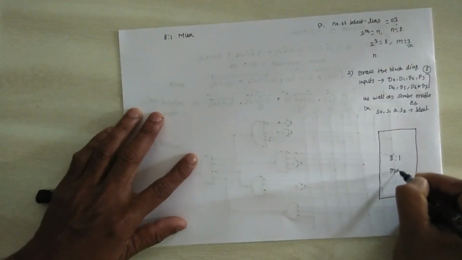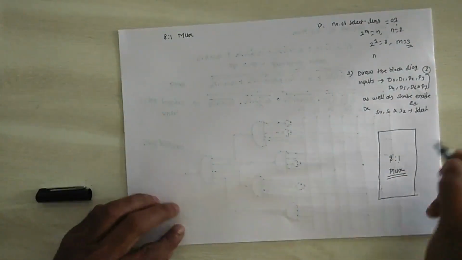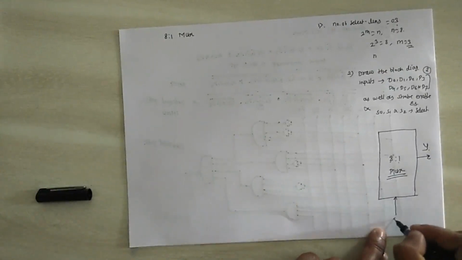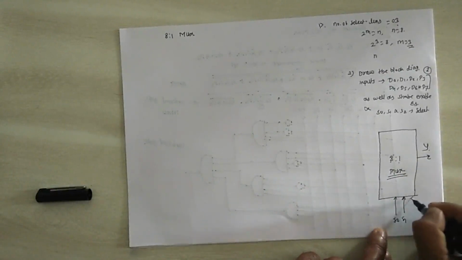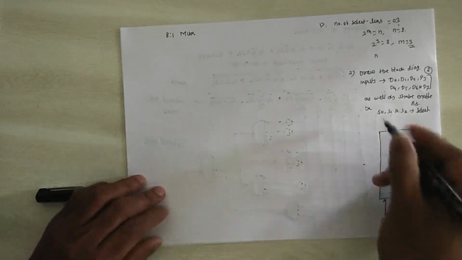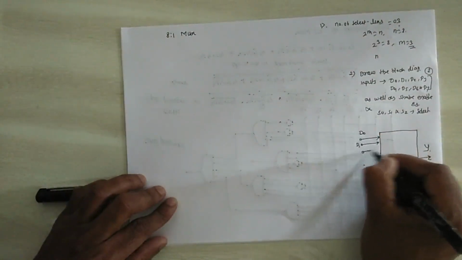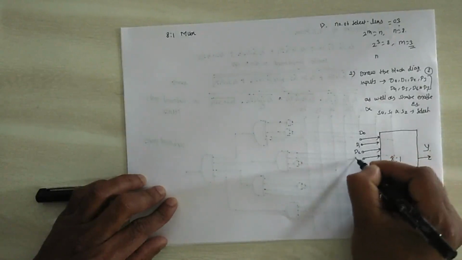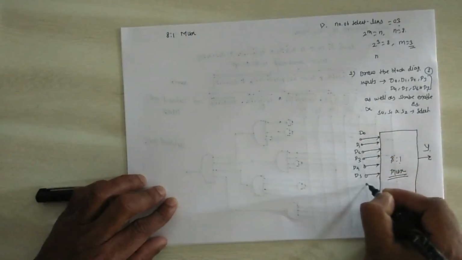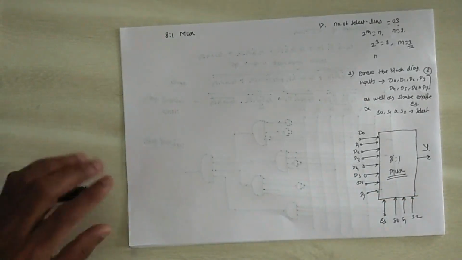(8:1) mux. So be careful, the first digit always represents the number of inputs and the second digit represents the number of outputs. So Y is the output with the select lines S0, S1 and S2 with one more strobe enable ES, and inputs are D0, D1, D2, D3, D4, D5, D6 and D7. This is the block diagram of 8:1 mux.